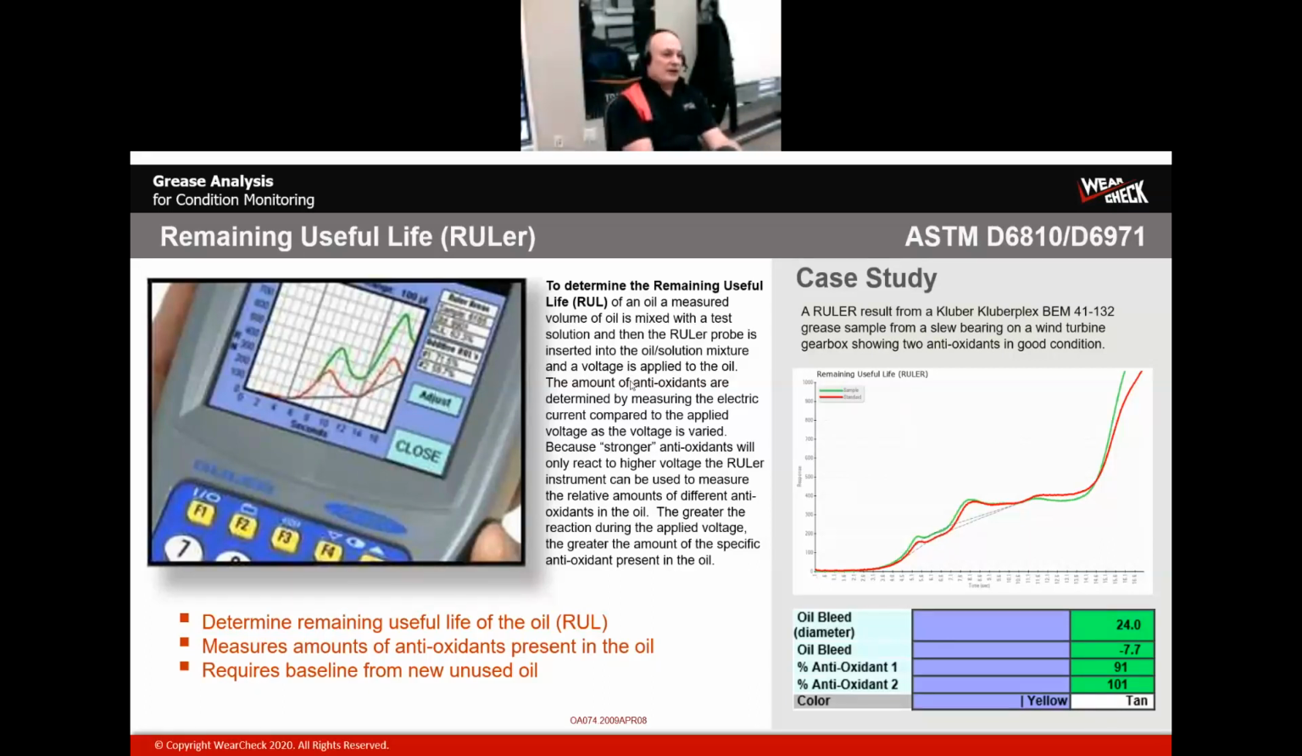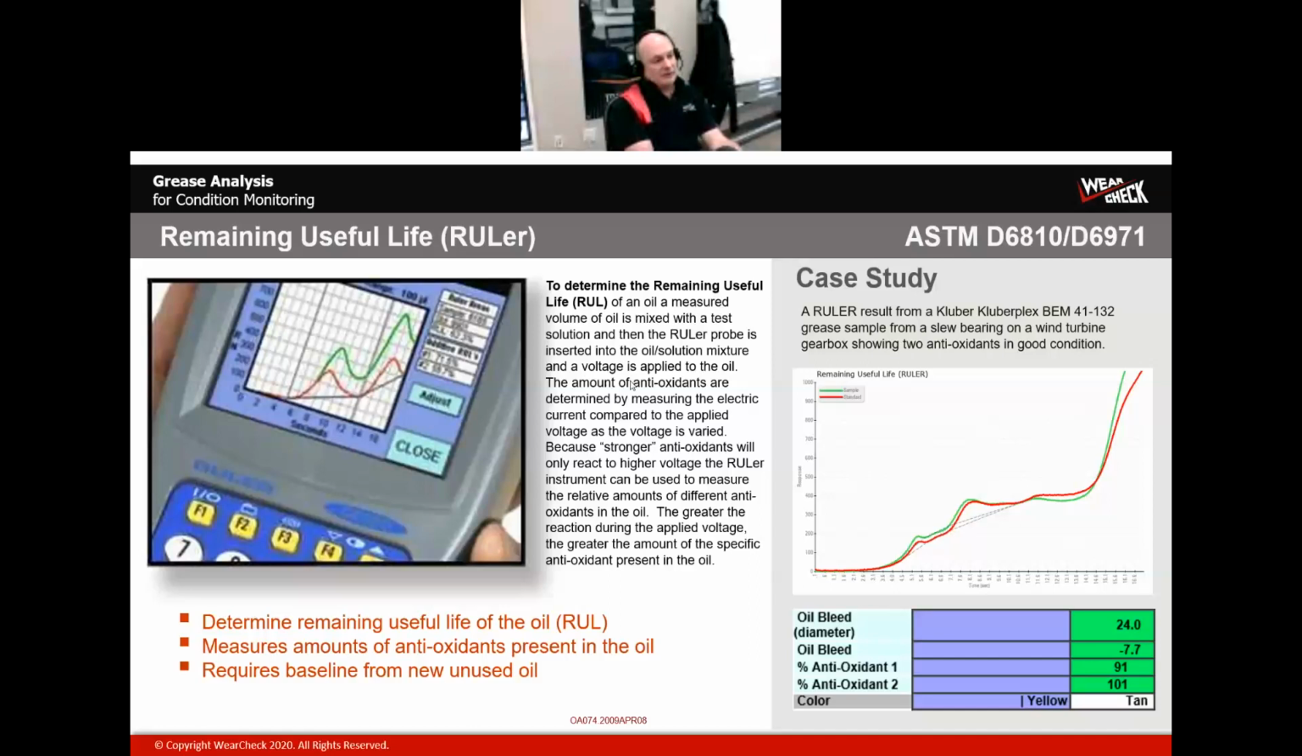A lot of times when we're trying to assess the remaining life in an oil, we conduct more expensive, longer running tests like RPVOTs, where we're stressing the oil in the presence of water and a catalyst to see how long it'll last before it begins to heavily oxidize.